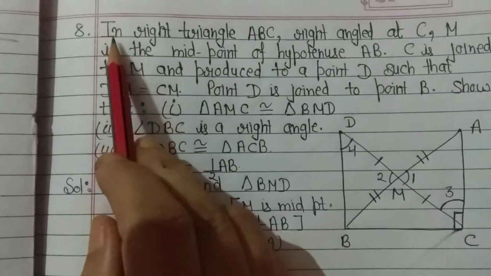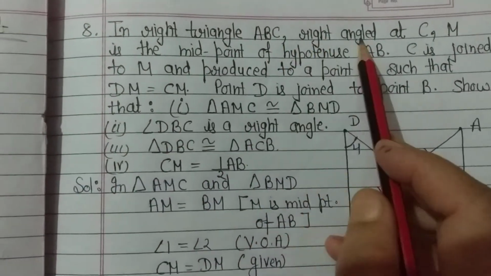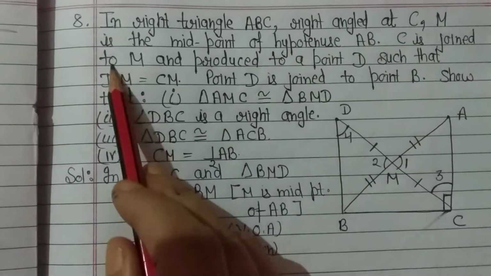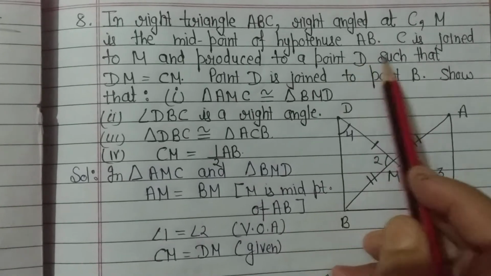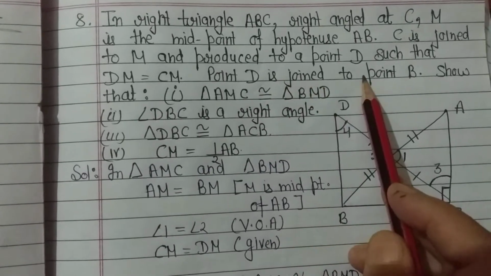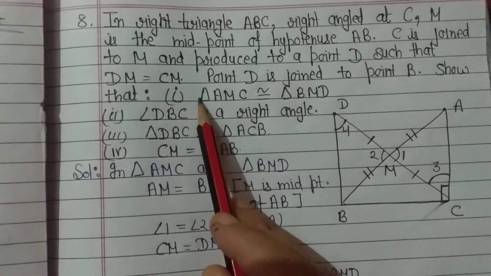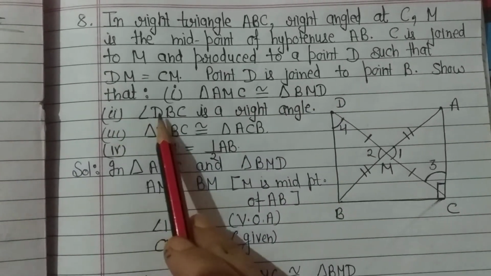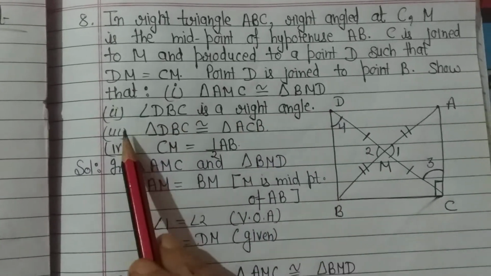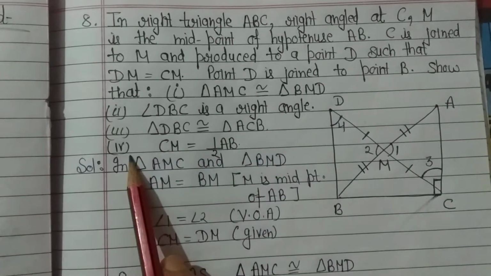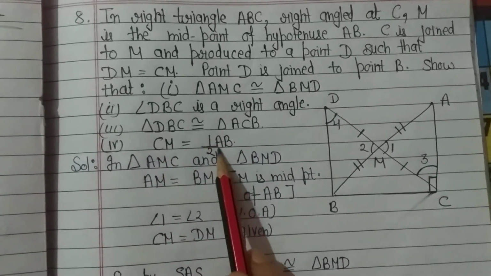Now question number 8. What is in the question number 8? In right triangle ABC, right angled at C, M is the midpoint of the hypotenuse AB, C is joined to M and produced to a point D such that DM is equal to CM. Point D is joined to the point B. Show that first part, triangle AMC is congruent with triangle BMD. Second part, angle DBC is a right angle. Third, triangle DBC is congruent with triangle ACB. And for the fourth part, CM is equal to half of AB.